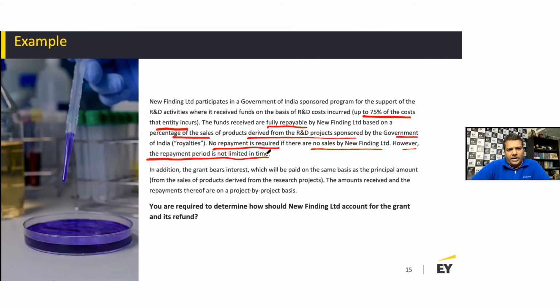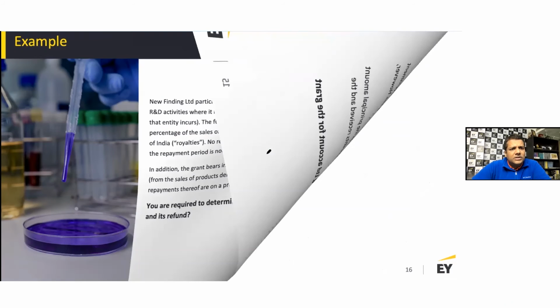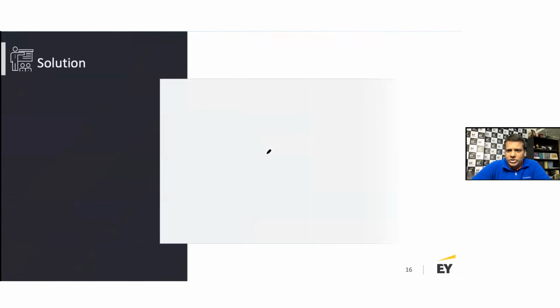You are required to determine how New Finding Limited should account for the grant and its refund, right? So essentially, this is like a forgivable loan, in a way. I'm giving you money, which if you are not successful, then you don't have to pay. But if you're successful, then you have to pay it back to me, okay? And that's the assessment we need to make, okay? So how do we approach this, right?